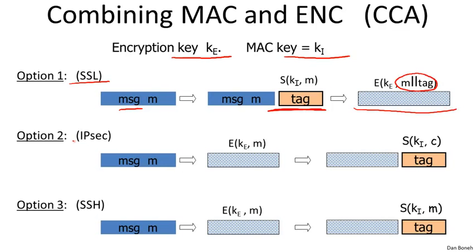The second option is what IPsec does. So here you take the message. The first thing you do is you encrypt the message. And then you compute a tag on the resulting ciphertext. So you notice the tag itself is computed on the resulting ciphertext. The third option is what the SSH protocol does. So here SSH takes the message and encrypts it using a CPA secure encryption scheme. And then to it, it concatenates a tag of the message. The difference between IPsec and SSH is that in IPsec, the tag is computed over the ciphertext, whereas in SSH, the tag is computed over the message.